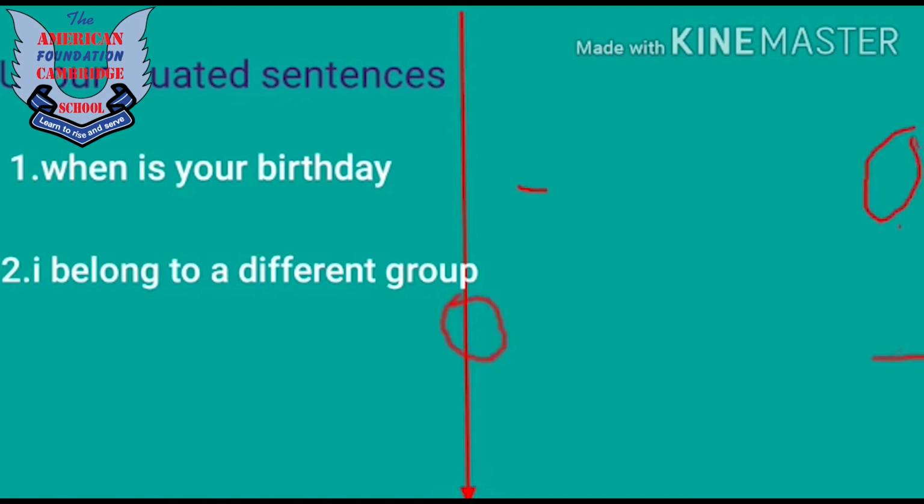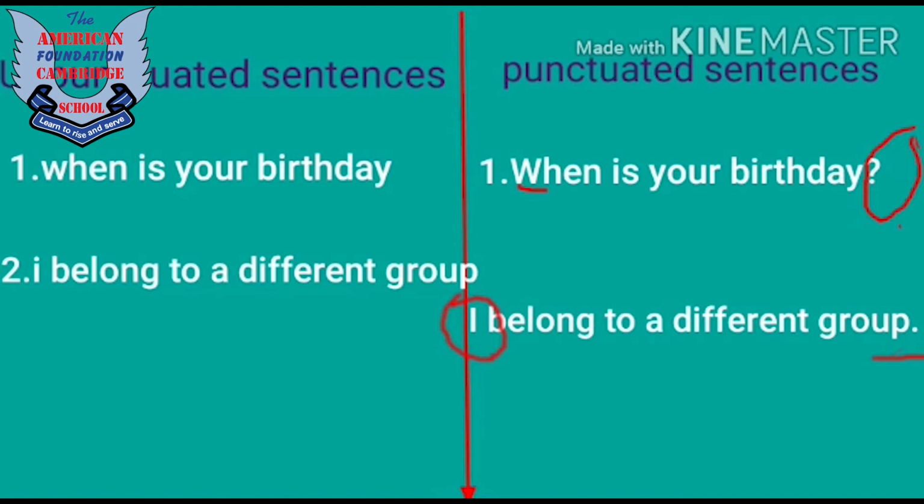We don't know. The second condition that we have is punctuated sentences. Now here we have the question mark. Let's see: When is your birthday? There we have the capital W. That means it is the start of the sentence, because capitals are always used at the start. Then there's a question mark, which means it is a question. Now it's making sense. I belong to a different group. The I is a capital, so it's talking about a person, not the alphabet I. And at the end we have a full stop. See how the clarity came when you used the punctuation marks.